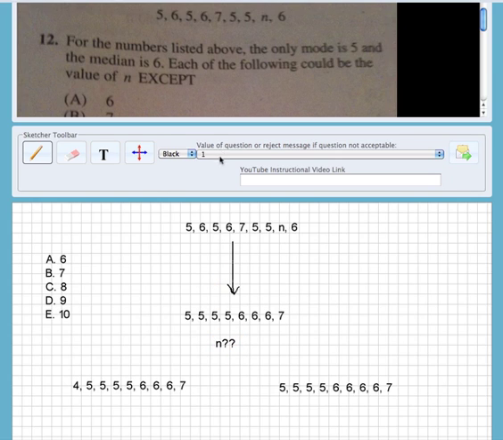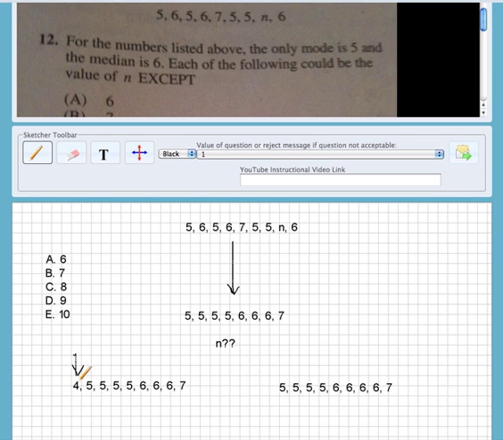Okay, so in the question above here it says each of the following could be the value of n except. So we need to analyze the set of data and see what n can and cannot be. So what I've done here is I've put a 4 in the data set to see. Now we could put any number less than 5 and it would still be the same because the number would still be left of the 5s here.